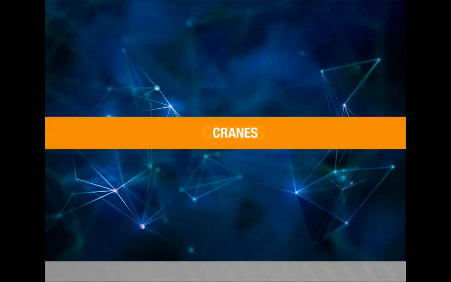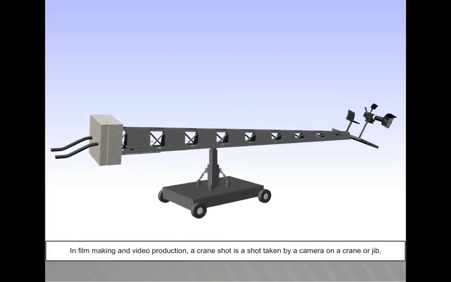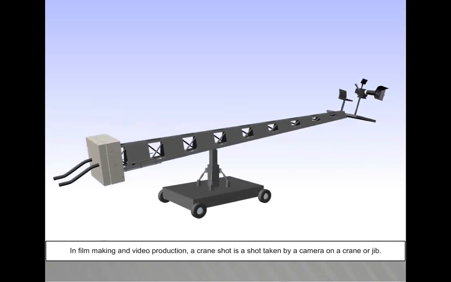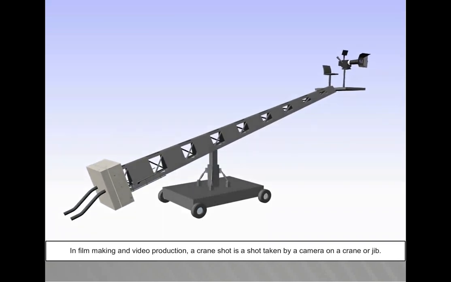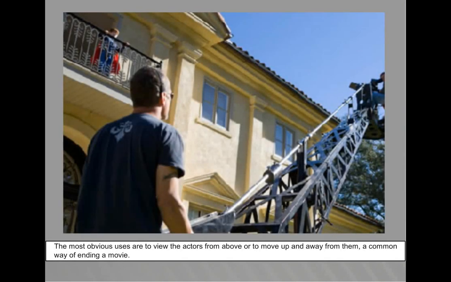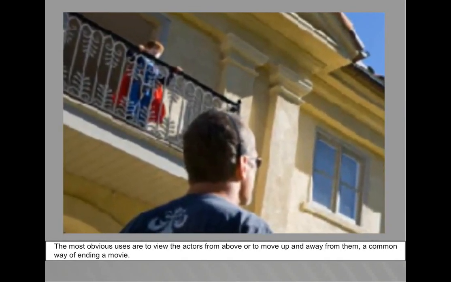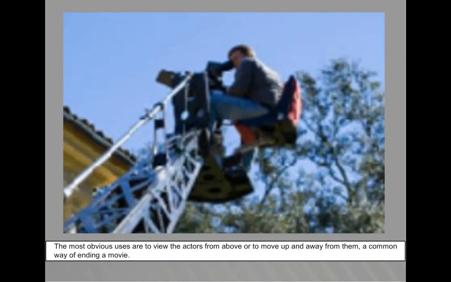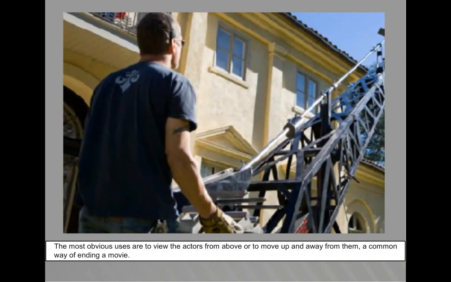Introduction to cranes. In this video, we are going to see about cranes. In filmmaking and video production, a crane shot is a shot taken by a camera on a crane or jib. The most obvious uses are to view the actors from above or to move up and away from them, a common way of ending a movie.